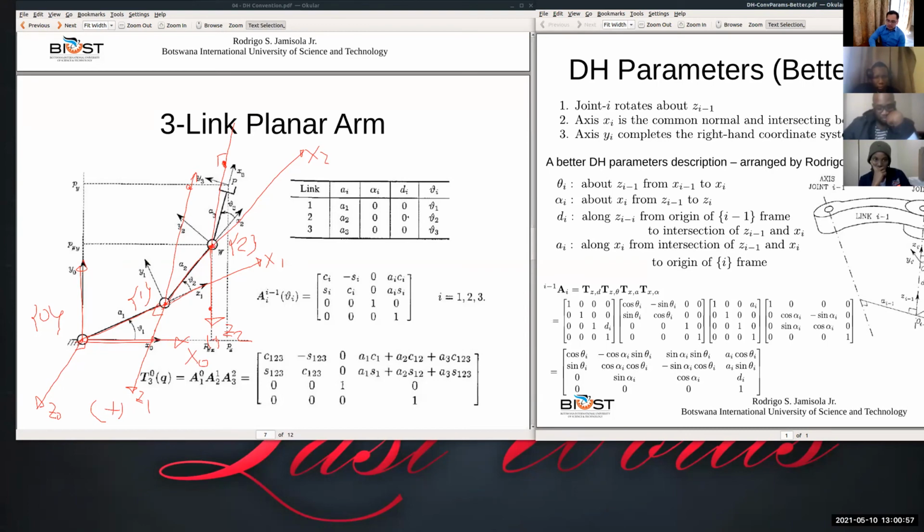The same thing. This is your z1 and that is your x1. So this is the origin of frame 1. So frame 1 is there. So now in this case, we define frame 0 to be here, frame 1 to be here, and frame 2 to be there. Any questions?